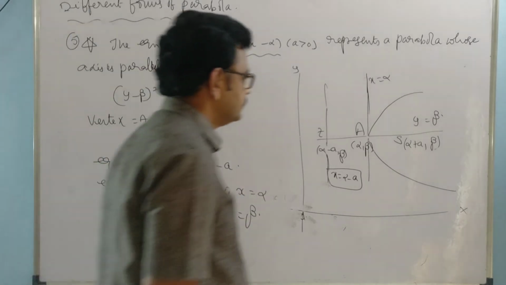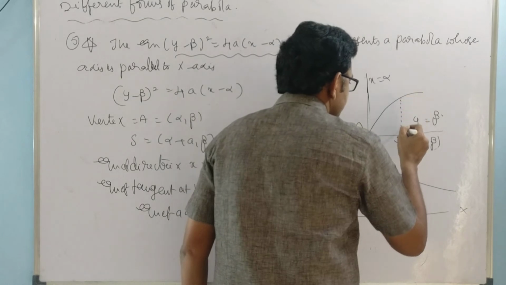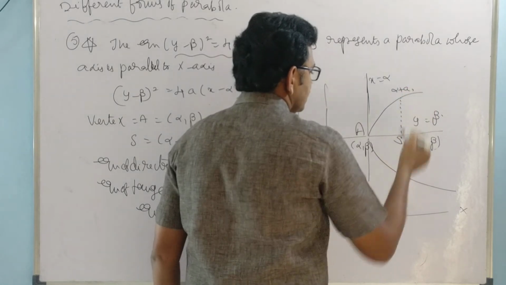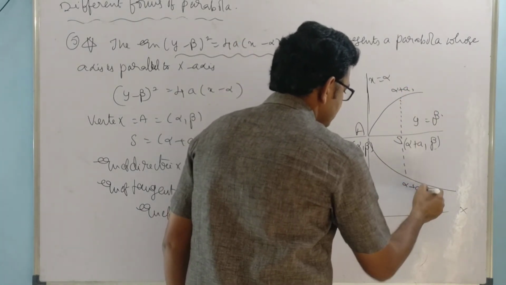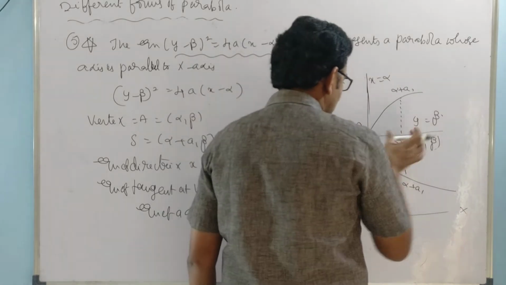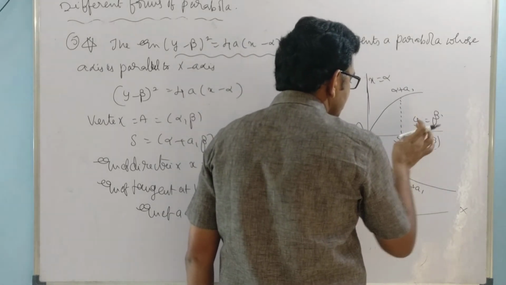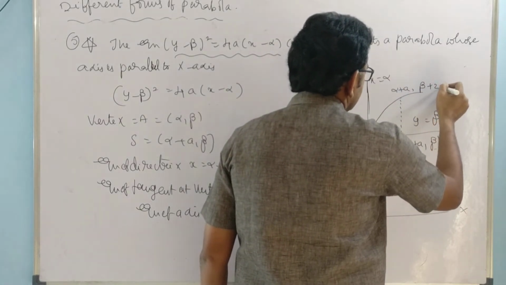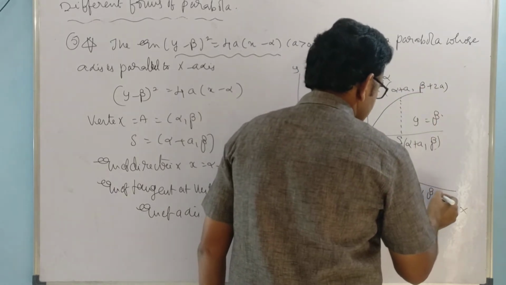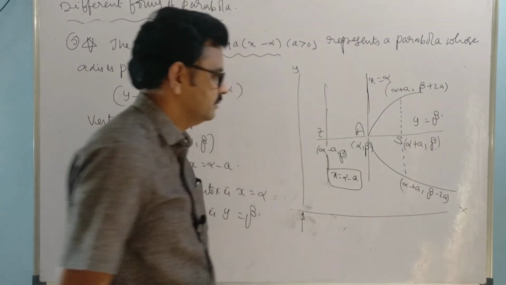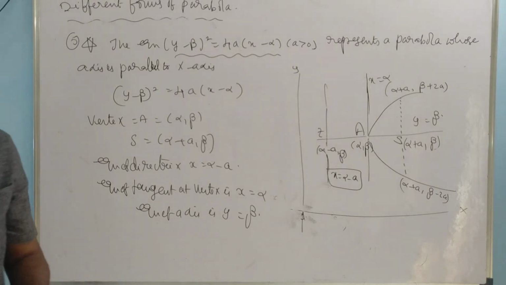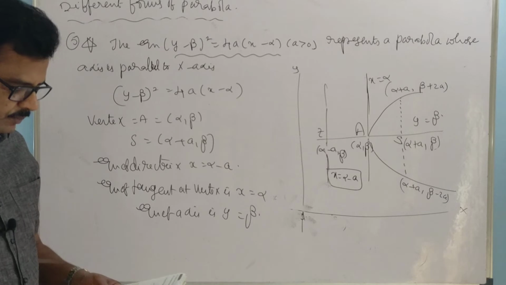Now this is the latus rectum. So this is alpha plus A, comma, this is alpha plus A. Okay? Now alpha plus A, comma, this is beta. So this is beta plus 2A, and this is beta minus 2A. These are the endpoints of latus rectum.